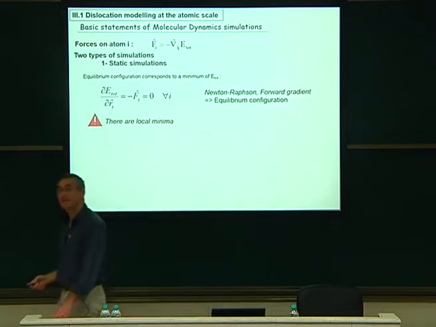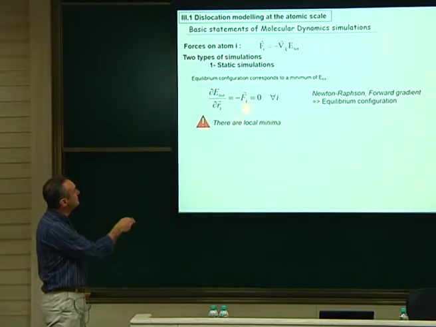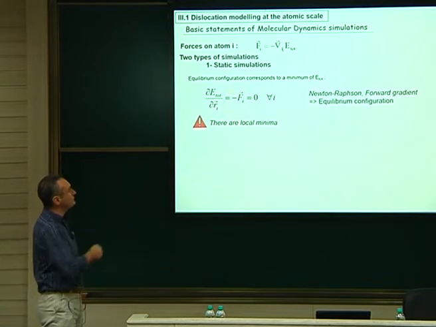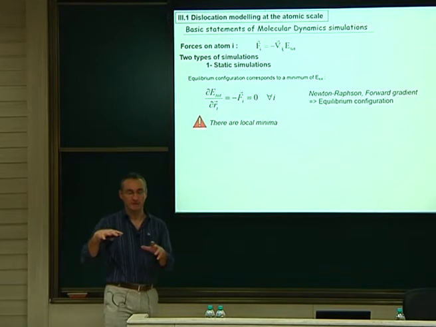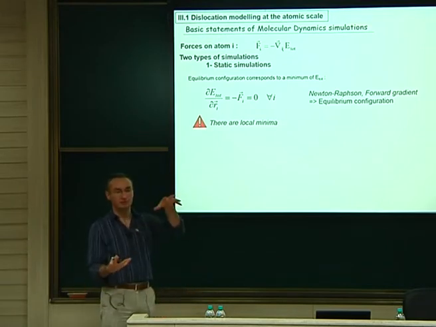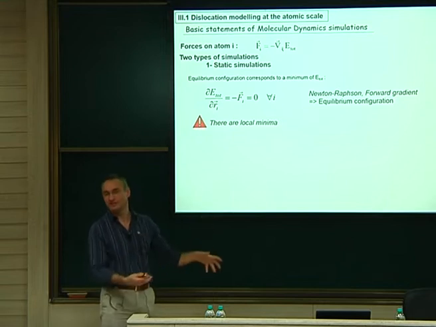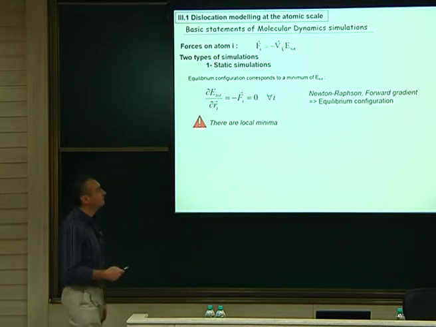So either you do a static simulation. Static means that you don't take into account time. You are just looking for the minimum of the energy. So you put zero force like that, and you look for the best atom structure that will minimize your energy. So you start with a complicated structure and then we relax. We call it a relaxation stage actually, in order to reach the lowest energy configuration.